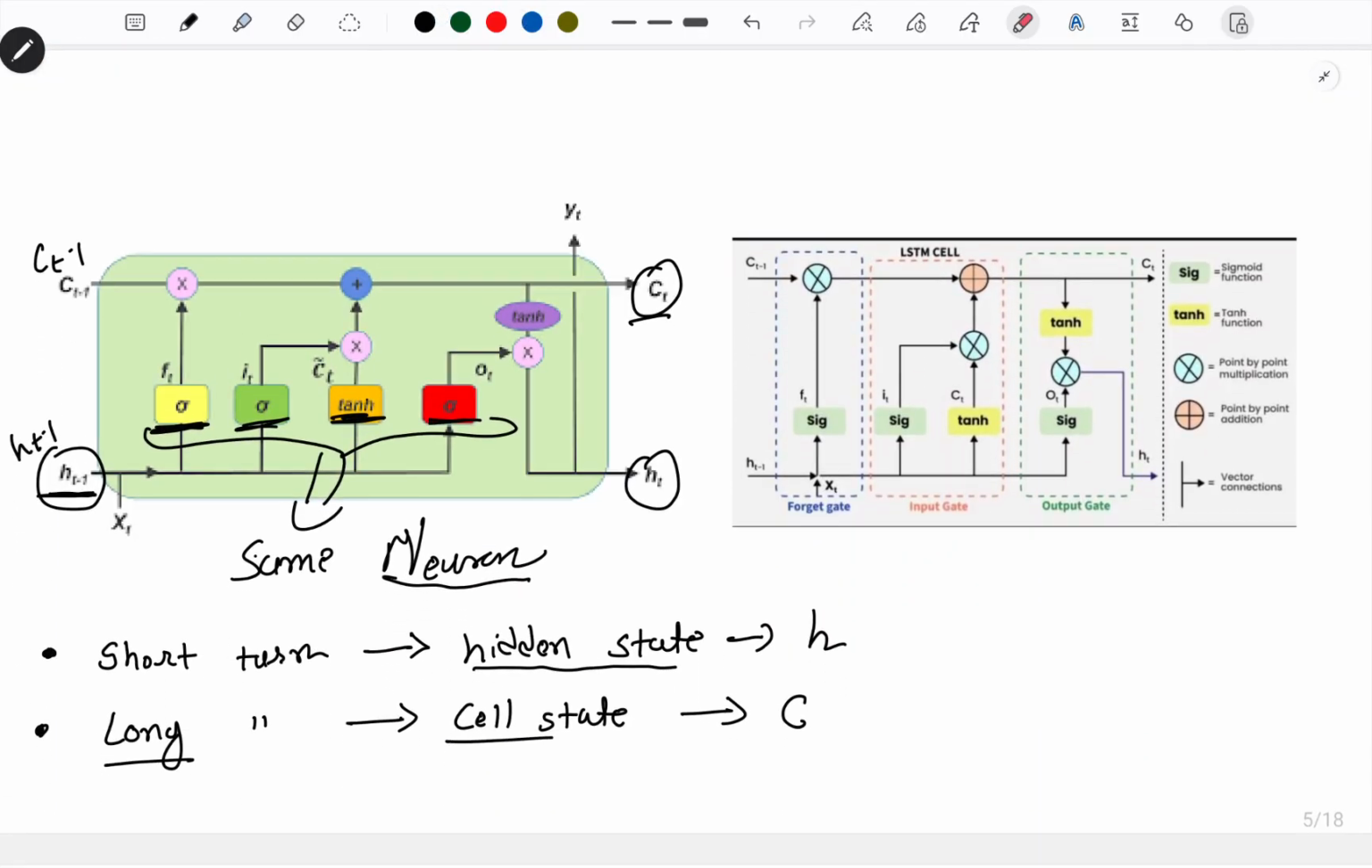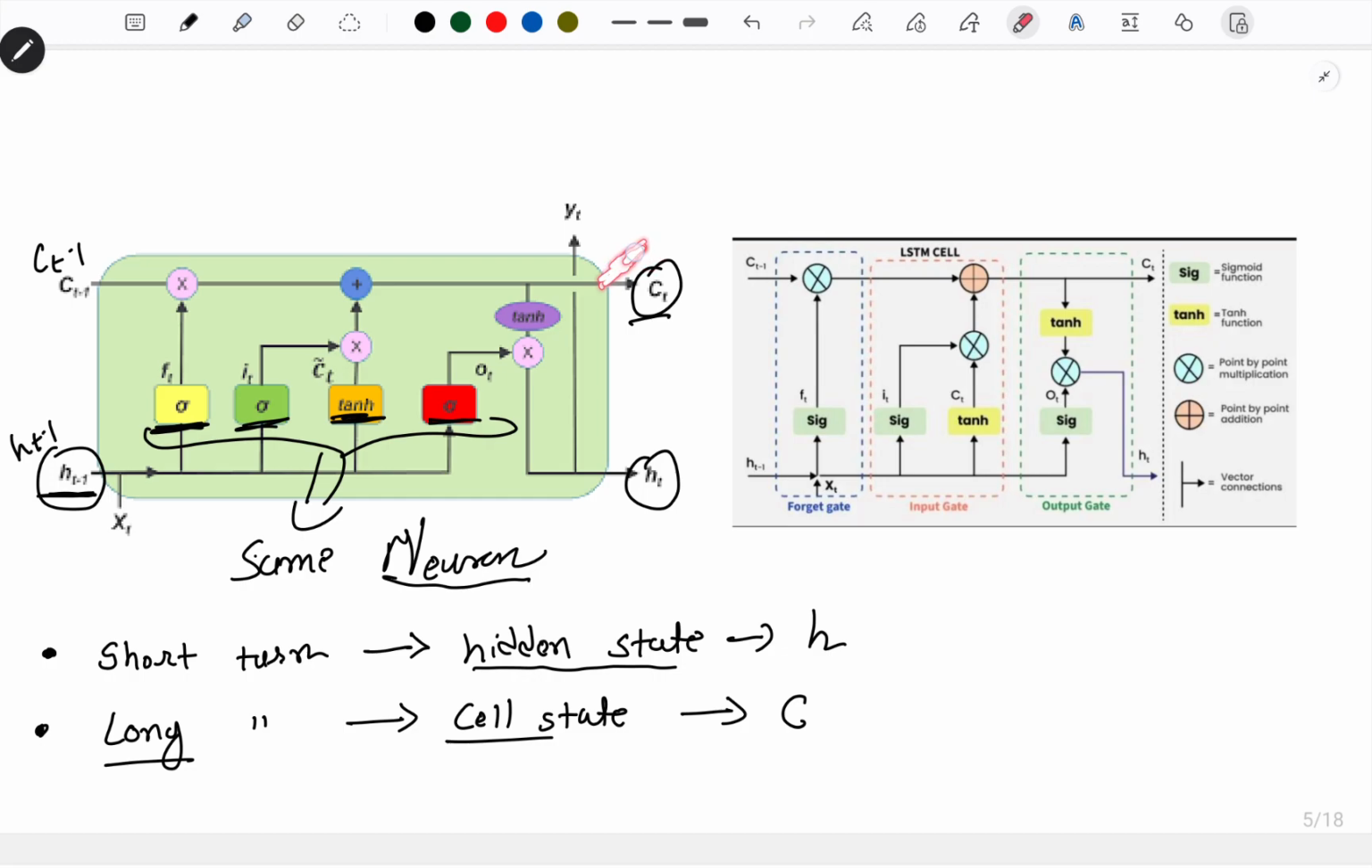Means for this particular timestamp t, you need to maintain this cell state and calculate this hidden state. Why am I saying maintain this cell state? Because in the long term context, we are storing some information and then removing some information, according to time and according to our knowledge.